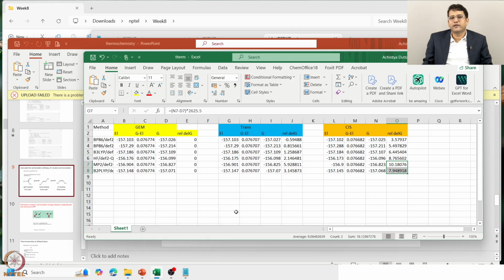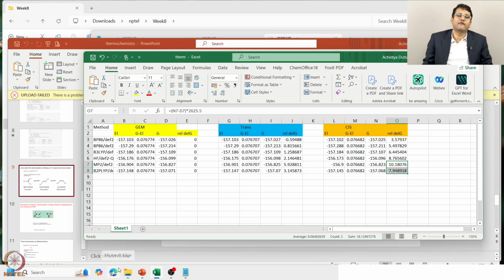Now, in all the discussion we have done up to now, at least maybe except the first one, for all these examples, 1, 2, 3, 4, 5, I have done the optimization and frequency calculation at a much smaller level than the level at which I do my single point calculation. So, the optimization and frequency calculations were done at BP86 def2-SVP, and the single point calculations were done in def2-QZVP. It is BP86, B3LYP, Hartree-Fock, MP2 and B2PLYP.